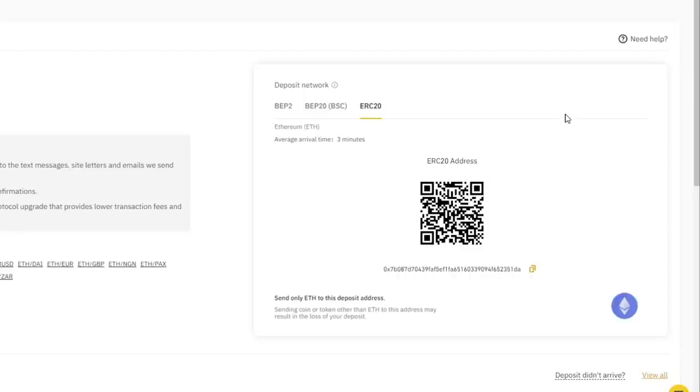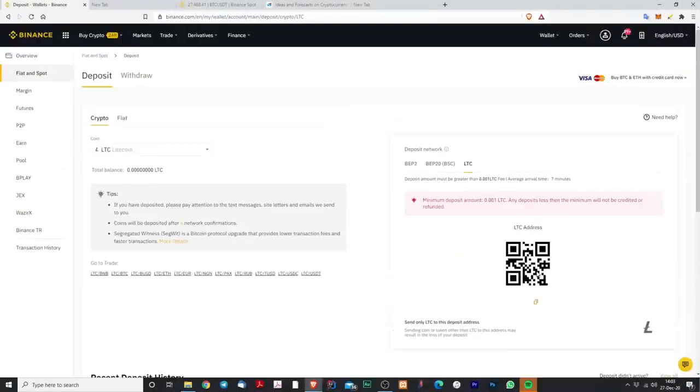So if I'm trying to send some crypto from Coinbase or another exchange, I simply have to scan on the screen to send into my Binance account, or copy this wallet address by clicking this little box here, and then I can send the Ethereum into Binance. And that's pretty much how you deposit from Binance.